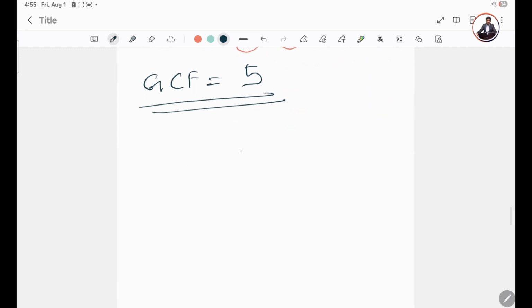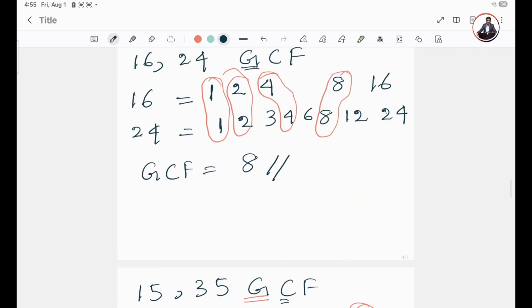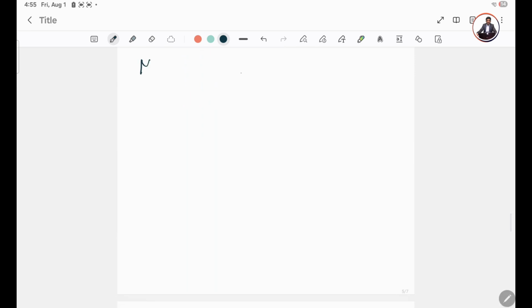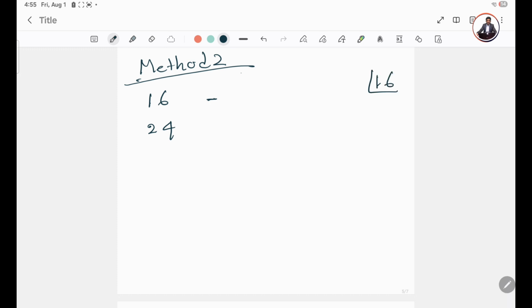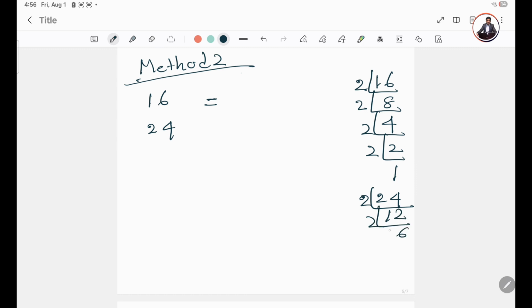I would also like to introduce another method, so look at this. Method 2: 16 and 24. First we need to find all the factors of 16. How do we find them? We divide by prime numbers: 2 times 8, 2 times 4, 2 times 2, and 2 times 1. So these are the factors of 16. At the same time, I find the factors of 24 as well: 12, 6, 3, and 1. Let me write down 16 as 2 times 2 times 2 times 2, and 24 as 2 times 2 times 2 times 3.